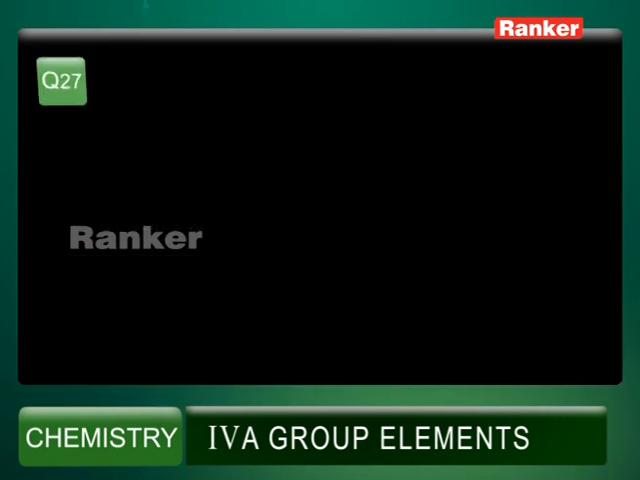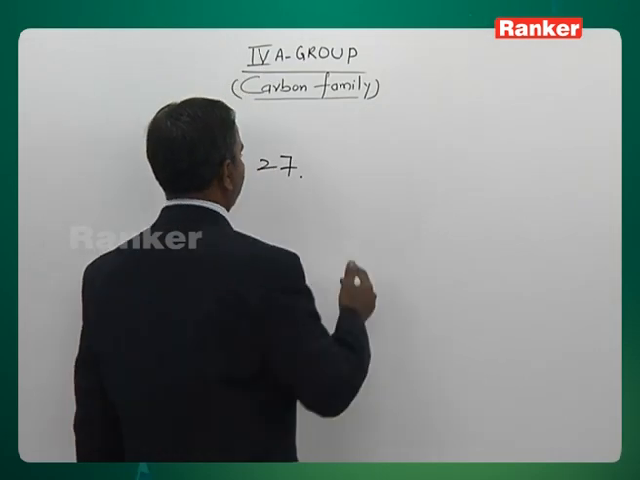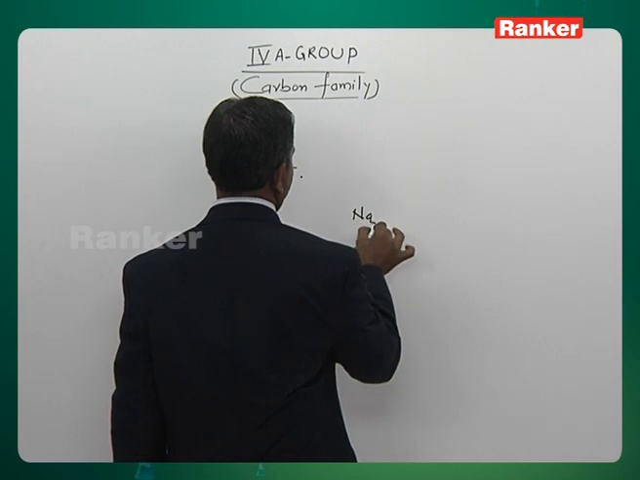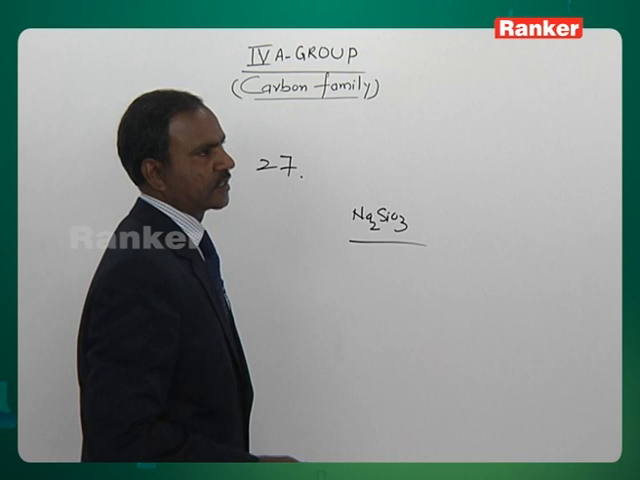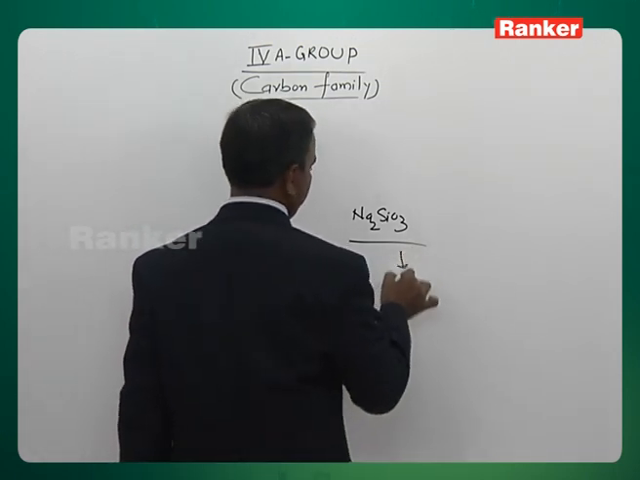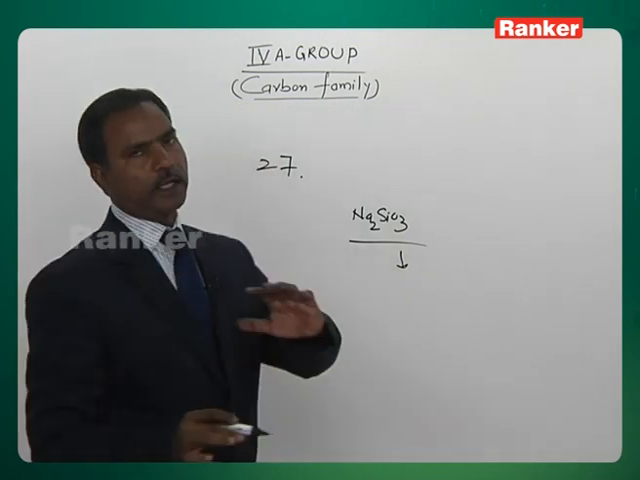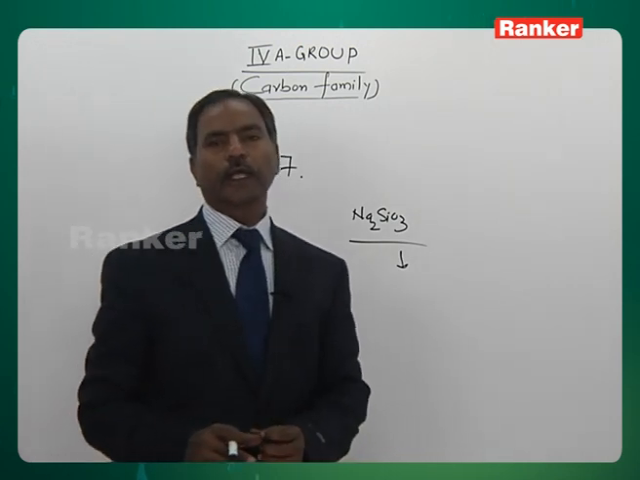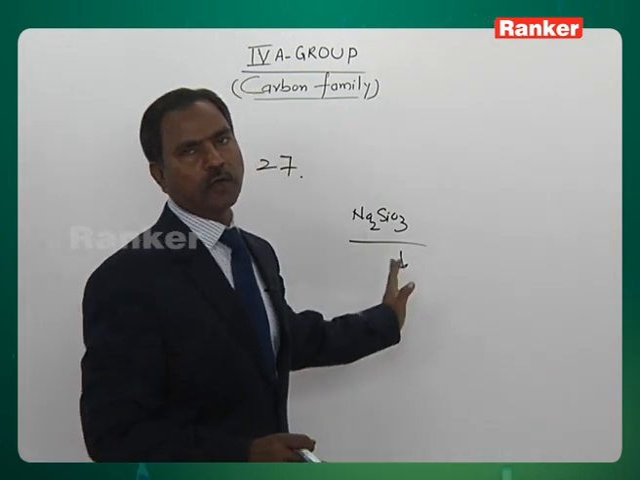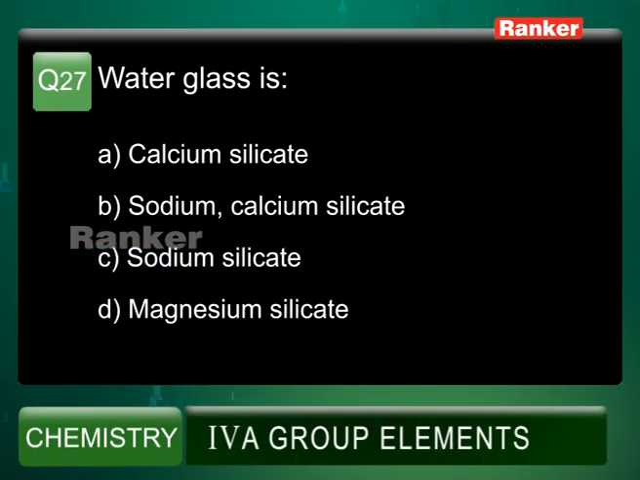Question number 27, water glass. Calcium silicate, sodium silicate, magnesium silicate. Among the different silicates, Na2SiO3 is known as water glass. It actually sets to a water-like transparent precipitate. Therefore, it is known as water glass. Na2SiO3, commonly known as water glass. Therefore, question number 27, answer is C.